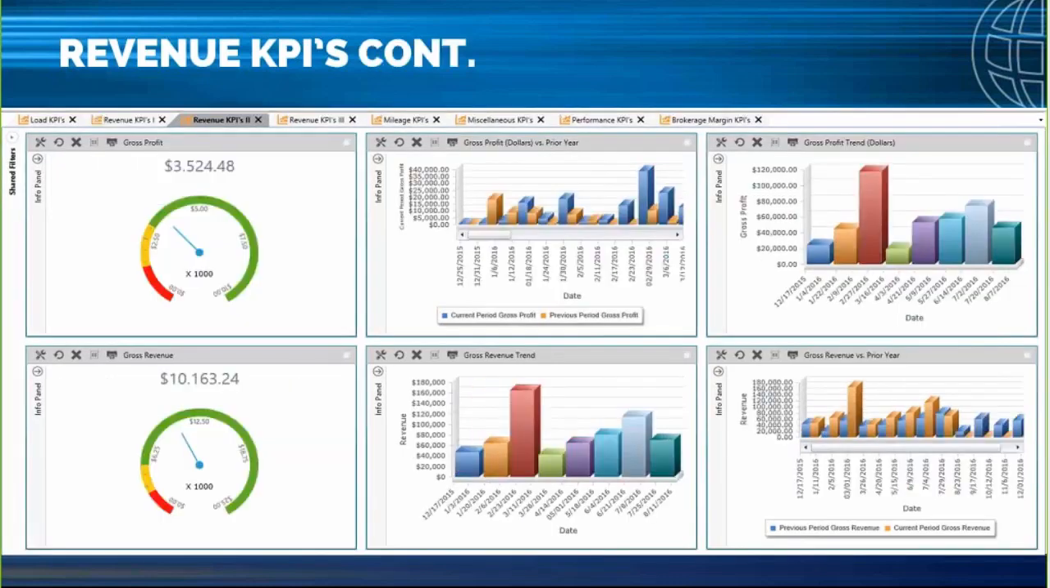On the next revenue view, we can see gross profit. Once again, we can set that for today. We can set it for this week. We can set it for this month. We can set it for this year. And we can include any revenue or expense types that are coming out of dispatch within that KPI.